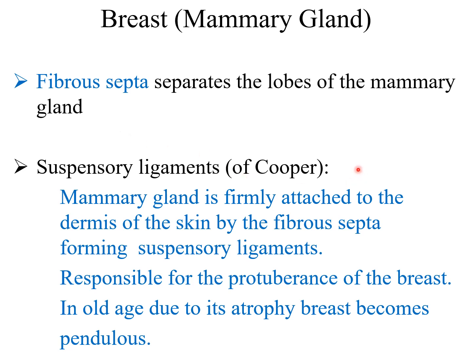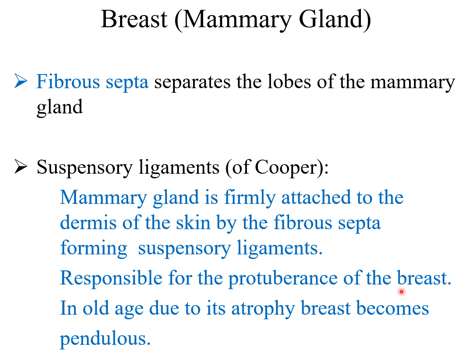Now there are structures which are known as suspensory ligaments, and very commonly they are known as ligaments of Cooper because he is the person who identified these ligaments. So the mammary gland is firmly attached to the dermis of the skin by the fibrous septa forming suspensory ligaments. And these ligaments are responsible for the protuberance of the breast in young females.